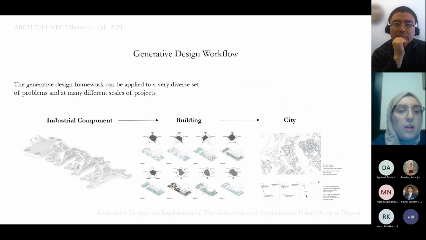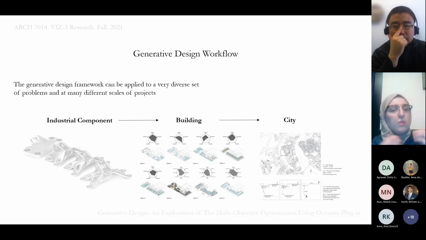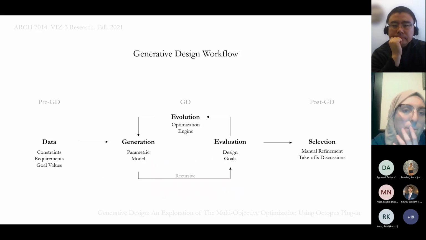So in here, I just talked about the workflow of the generative design and how it can really work to generate industrial components, buildings, and cities. And then showed the generative design workflow in detail, how it starts and then how it evolves. And it's a recursive process, and it keeps repeating until it reaches the optimal solution. And then at the end, the human factor comes in place to manually refine and take the final decisions.